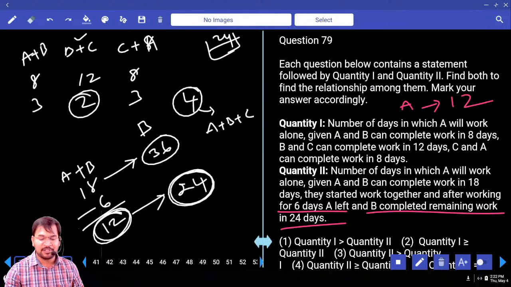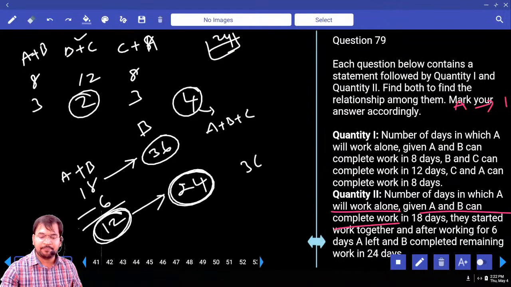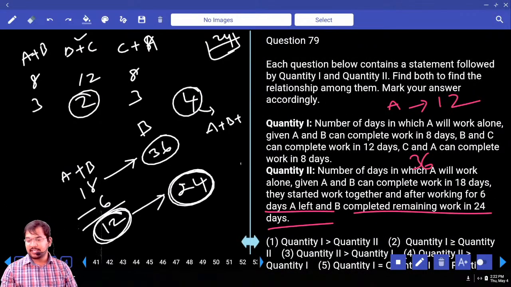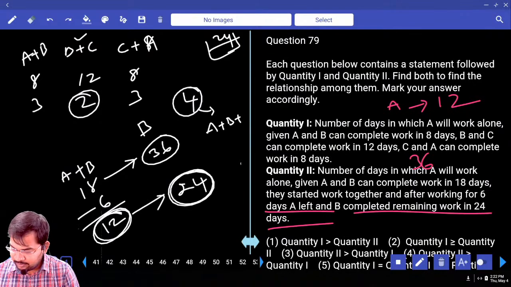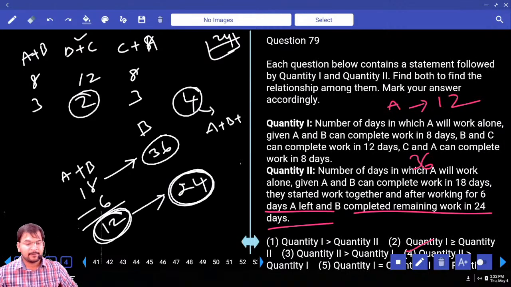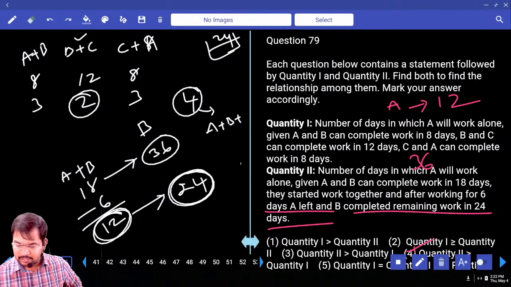Then A alone is how much? So A is xy by y minus x, na. Difference is 18, na. 18 get cancelled, na. Then A alone how much, na? 36. Then our answer is Q1 less than Q2. Where is it? Q1 less than Q2 or Q2 greater than Q1. Fourth option is there. Third option, na? Yes. Q2 greater than Q1. Both are same, na?